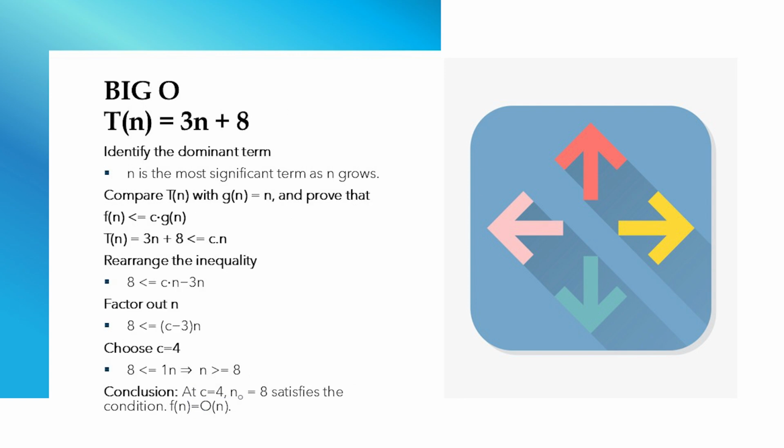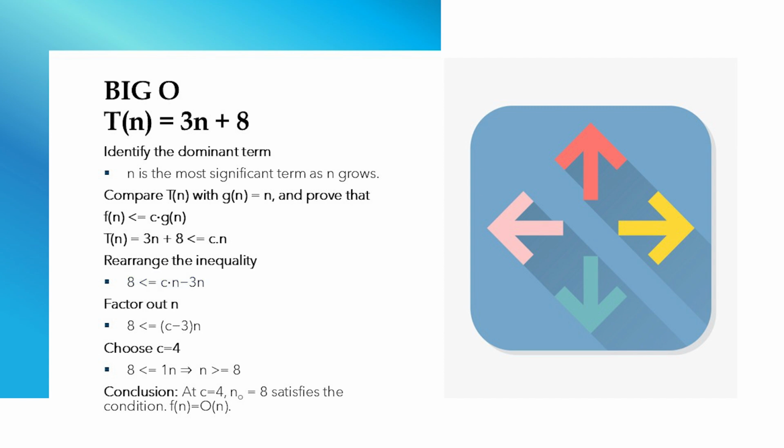In this example, we have a function T(n) equal to 3n plus 8. To determine the big O complexity, we'll compare T(n) to a simpler function G(n), which is equal to n, and try to find the constant C and the threshold n0. So we have T(n) equals 3n plus 8, which is less than or equal to C multiplied by n. So first of all, we arrange the inequality. So we have 8 is less than or equal to C multiplied by n minus 3n.